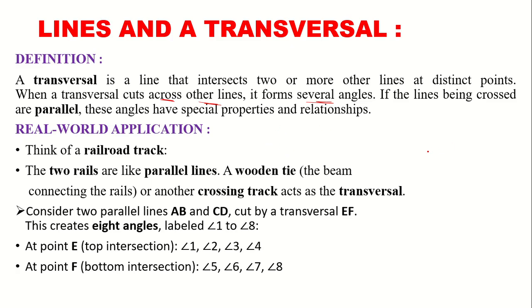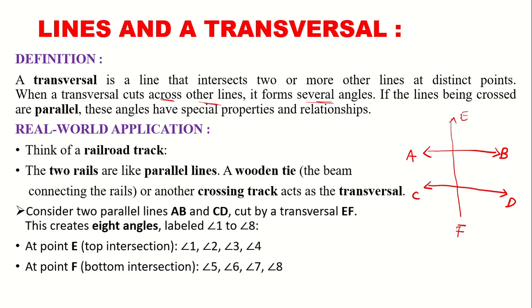Suppose, let us say we have two lines. Okay, consider this as one line named A and B, and this is our second line named C and D. So this is the first line AB. This is the second line CD. So now let us take another line named E and F.